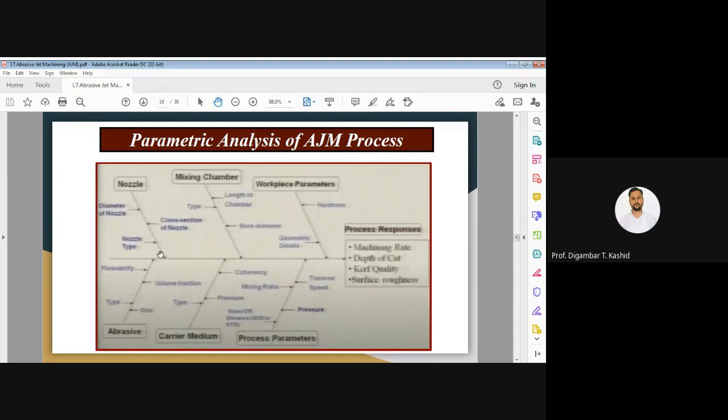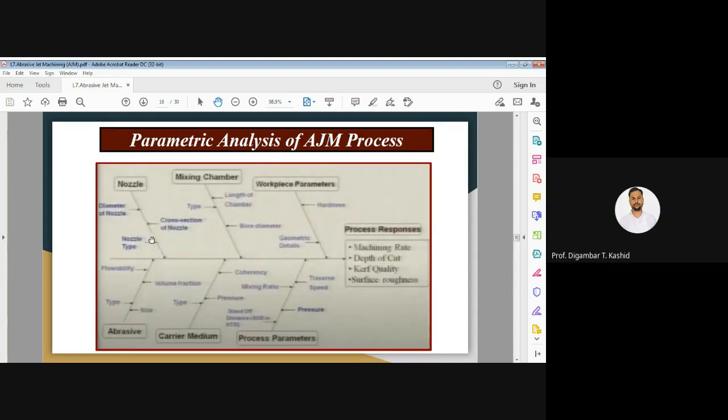Here I have shown the parametric analysis of the abrasive process. The diagram shown on this slide is normally called a cause and effect diagram or fishbone diagram for this abrasive jet machining process. In this slide you can find the different parameters which really affect the response in terms of process performance. Let us start from the first term, that is the nozzle. Nozzle is the first process parameter, and in that, the diameter of the nozzle is one of the parameters.